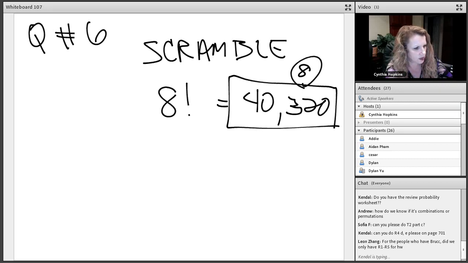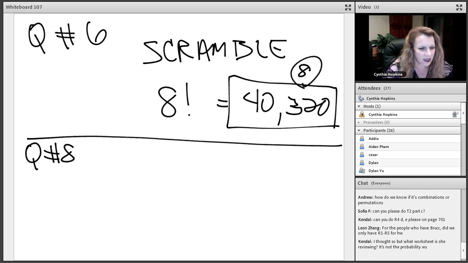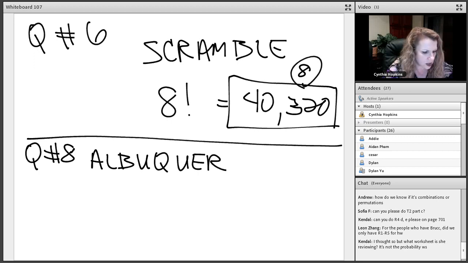Okay, now I'm going to go ahead and do the other question on the quiz where there were repeated letters. Where is it? There it is, number 8. Albuquerque. Okay, and they weren't exactly nice because sometimes they'll tell you which letters are indistinguishable. It just said how many different arrangements can be made using all the letters in the word Albuquerque. So A, L, B, U, Q, another U, E, R, another Q, another U, another E.